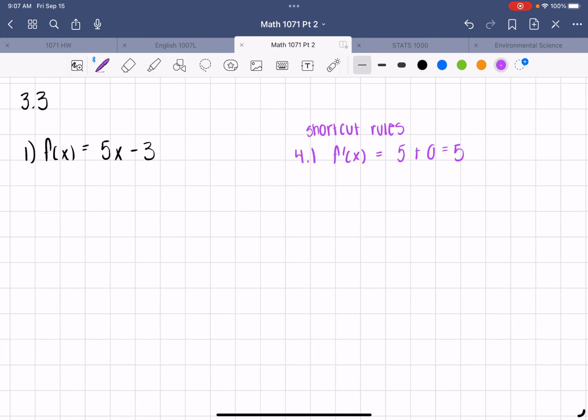So here's the limit definition. The derivative, f prime. That's just the abbreviation for derivative. It's this limit as h goes to 0 of f of x plus h minus f of x, all over h.